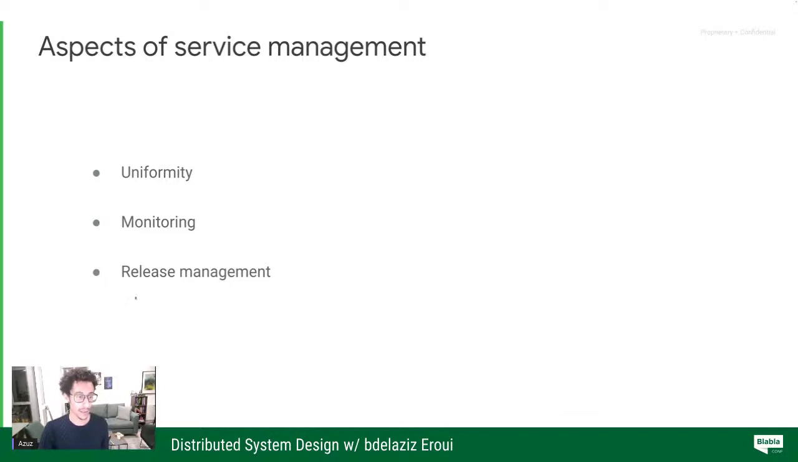Of course, release management. So you don't want to release features, and one of them is faulty. You have to roll back.